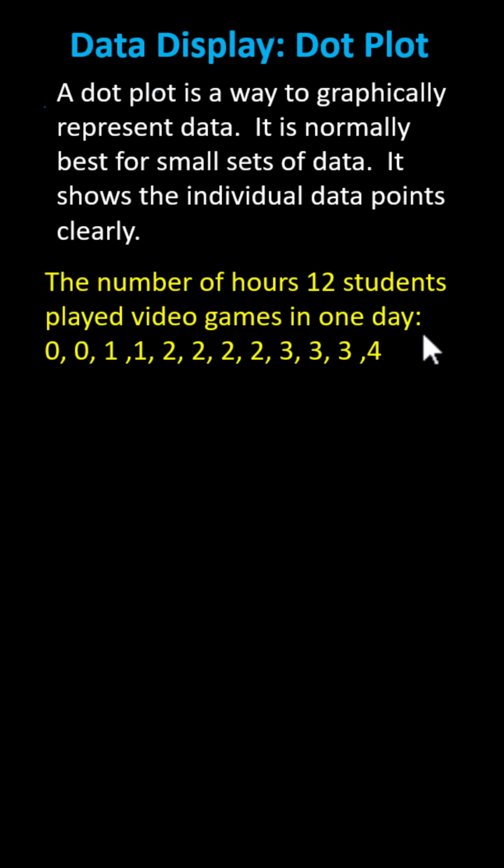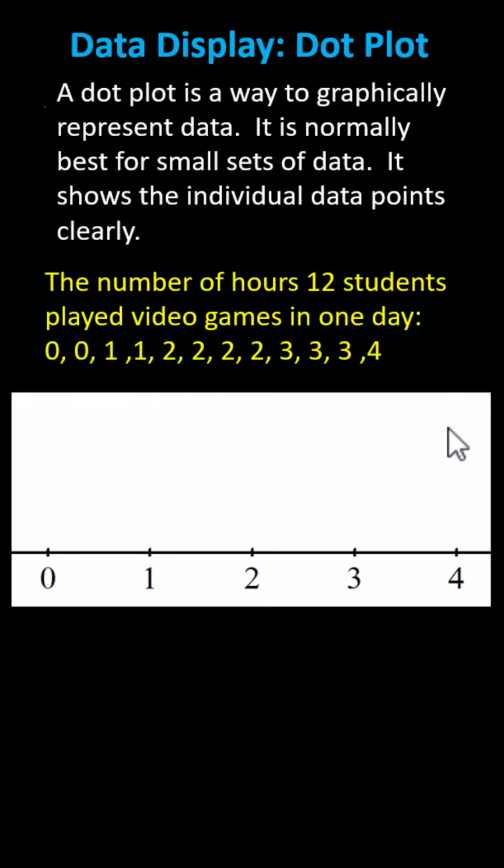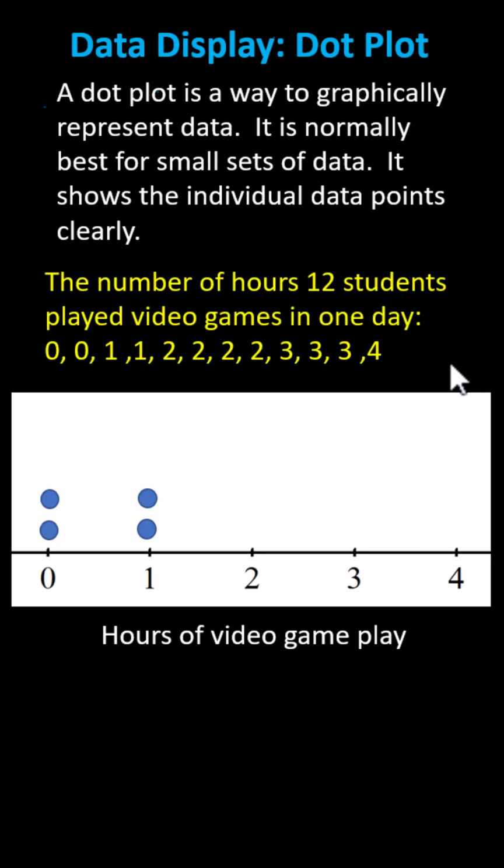We first sketch a horizontal number line that must go from at least 0 to 4 by ones. Next, we label the horizontal axis as hours of video game play. Now we make a dot above the number line for each data value. Because there are two zeros, we place two dots above the 0. Because there are two ones, we place two dots above the 1.